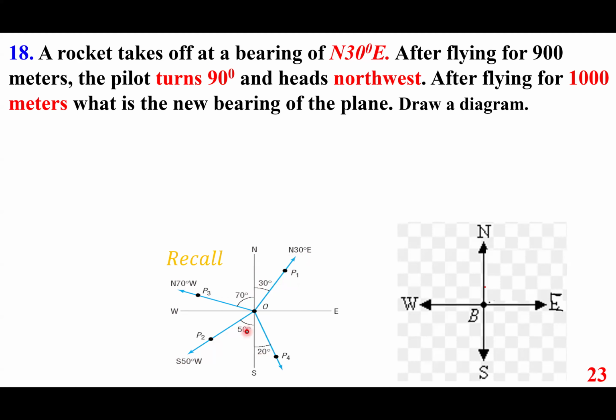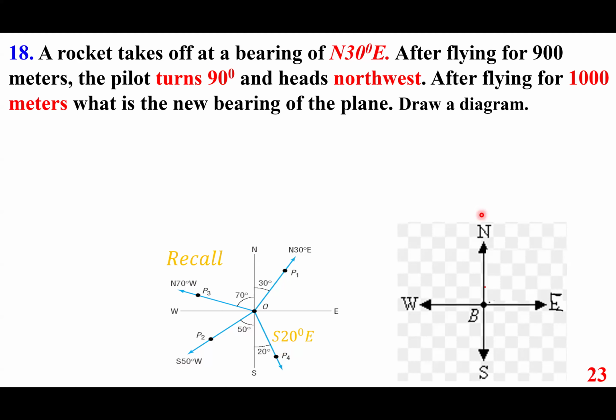This one would be south. We mention north or south first, then the angle, 20 degrees, and it has to be an acute angle between 0 and 90. And the side, it's either east or west. In this case, it is east. So south 20 degrees east. So first, reminding everyone of that.